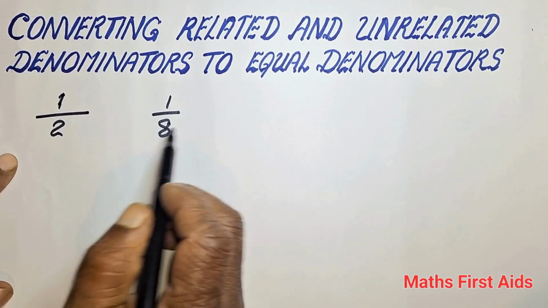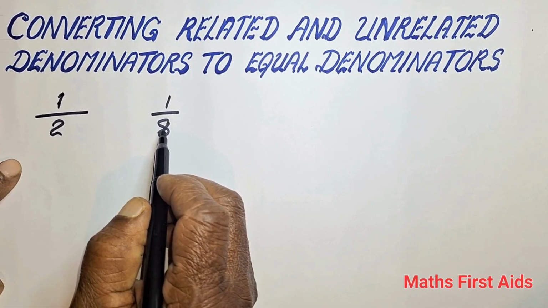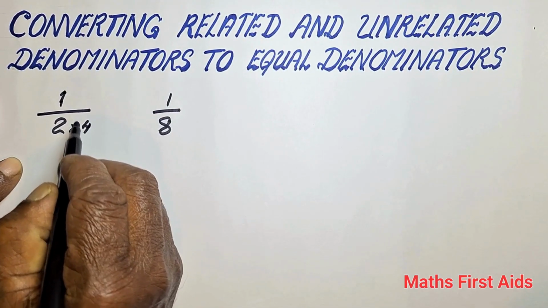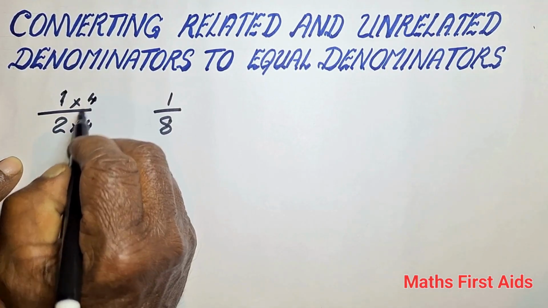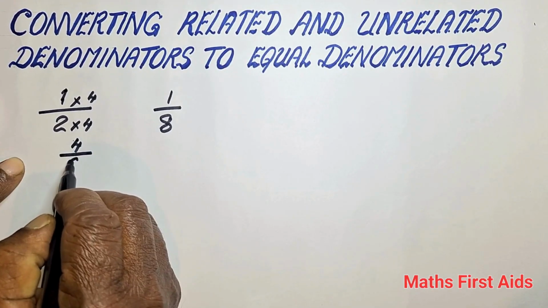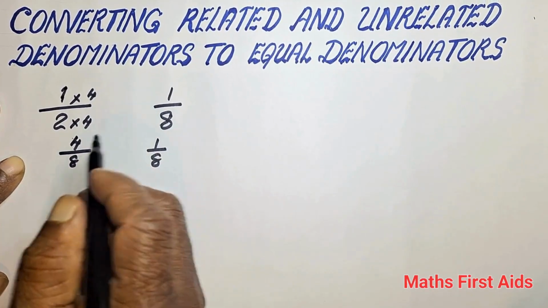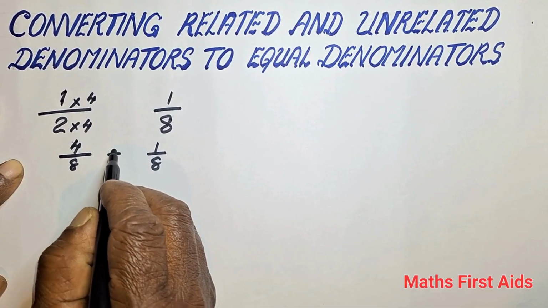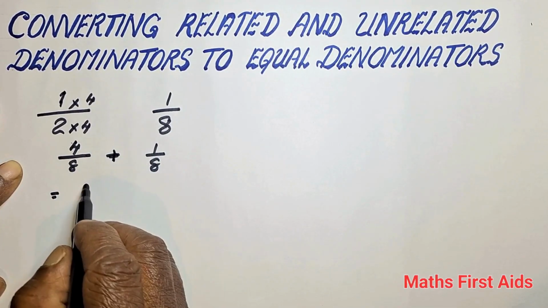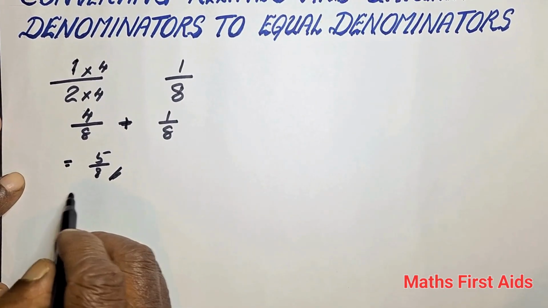What we have to do is, 8 is 2 times 4, therefore you have to multiply this one by 4 and up also you have to multiply by 4. Now here you get 4 over 8 and this becomes 1 over 8. Now if you are asked to add these two fractions, we can easily add it, that is 5 over 8. So let's take another example.